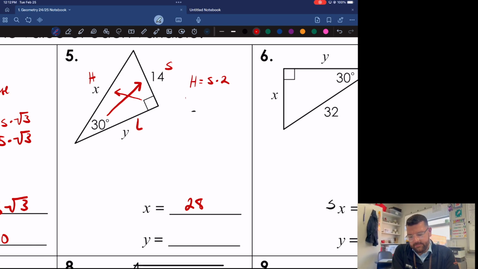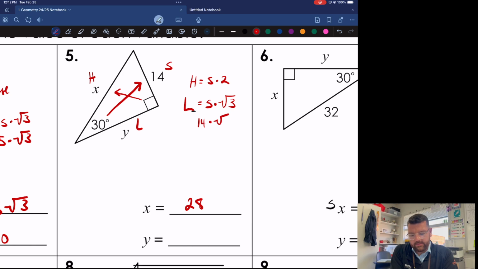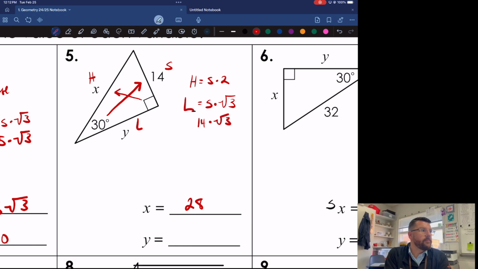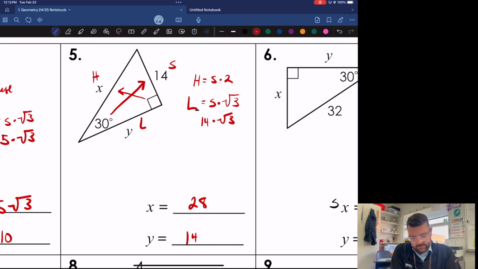My long side said to take the short side and multiply it by the square root of 3. My short side is 14 times the square root of 3. Can I do anything with those two? No. 14 square root of 3.